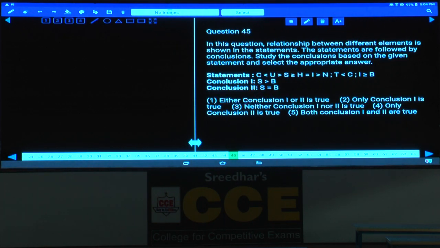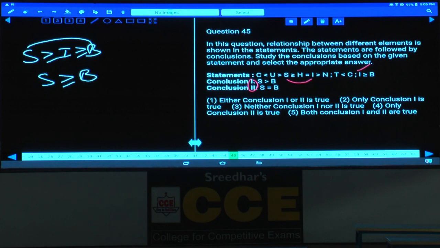Then question number 45. Now if you observe here, both the conclusions are in between S and B only. Between S and B, what is the letter which is common here? I is common. Now between S and I, what is the symbol here? S greater than or equals to I greater than or equals to B. Now between S and B, S greater than or equals to B, definitely true. Either greater or equal. Hence either 1 or 2, choice 1. Question number 45, choice 1.